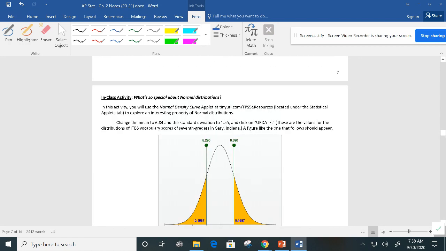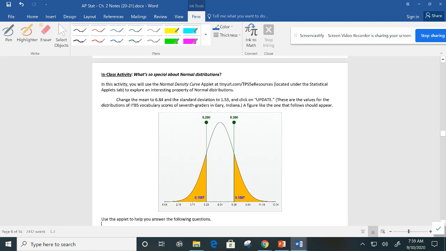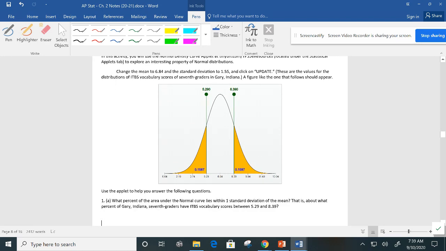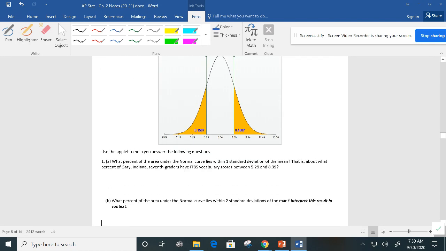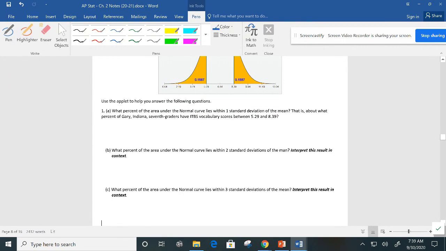There's an in-class activity here that you can work through at home if you go to the app or the website that's shown there. If you want to play around with that, we'll review what's said in here during class, but feel free to look at that app to go through what the normal distribution looks like.